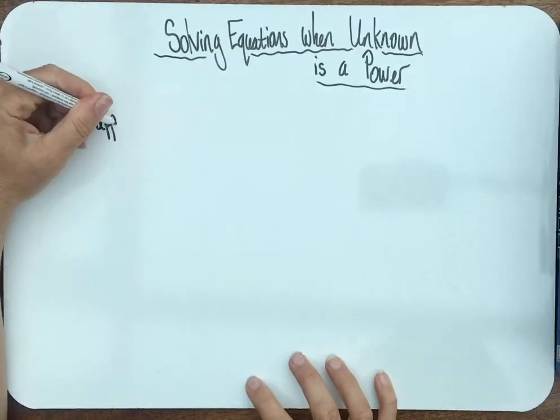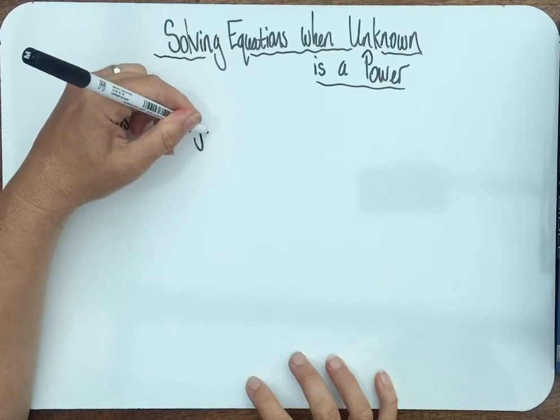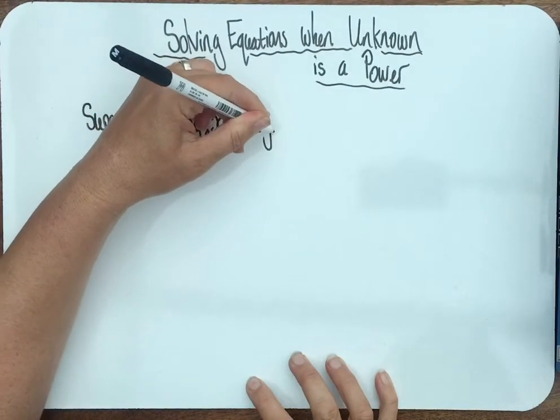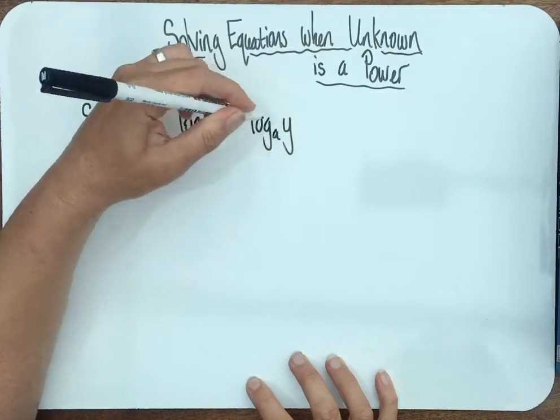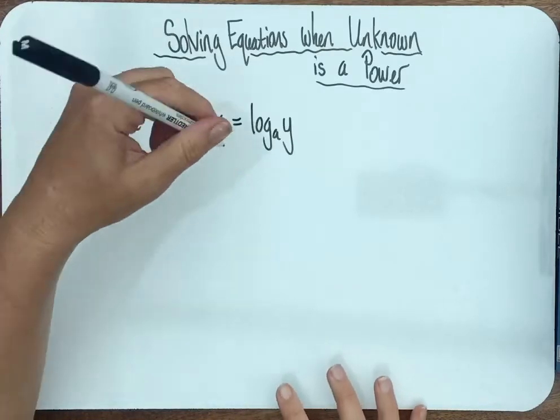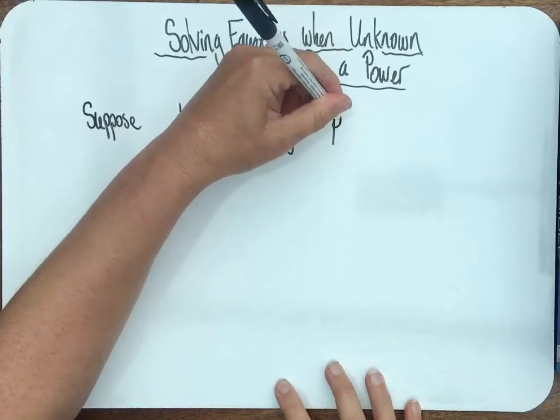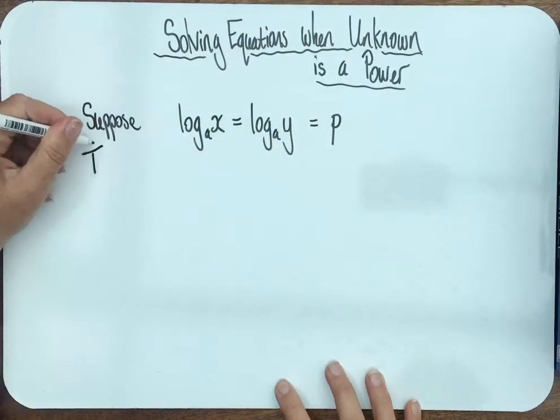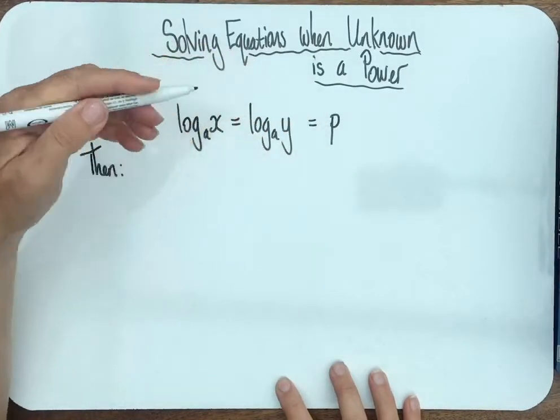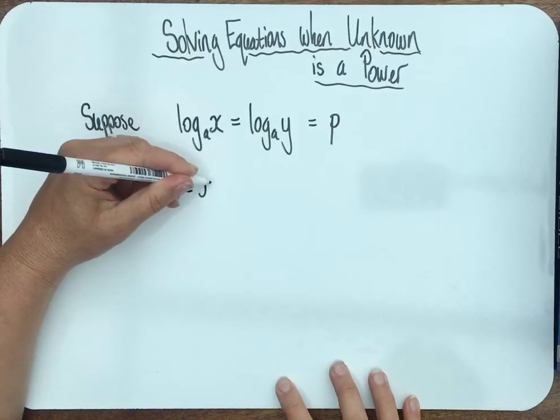So suppose that log x equals log y. So I've kept the bases the same, and if I let log x equal log y equal p, then I can rewrite both of those as powers. So a to the power of p equals x. So that's just rewriting the logarithm as a power.